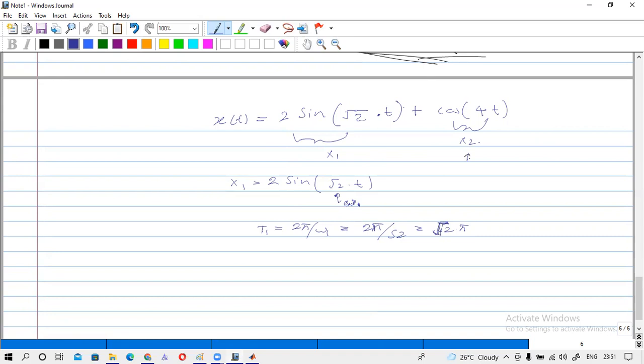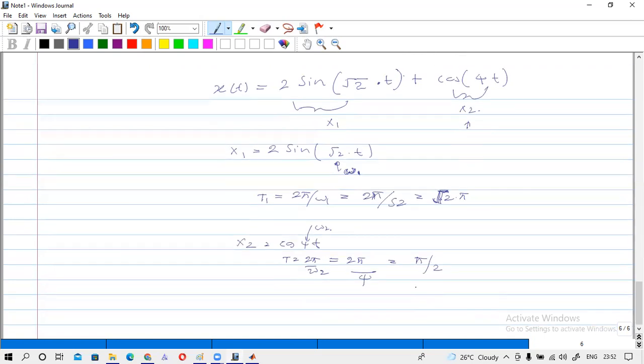So let's take this x2. x2 is equal to cos 4t. And what is the period? So this is omega 2, and the period T is equal to 2 pi by omega 2, which is 2 pi by 4, that means pi by 2. So this is T2. So you get T1 and T2.